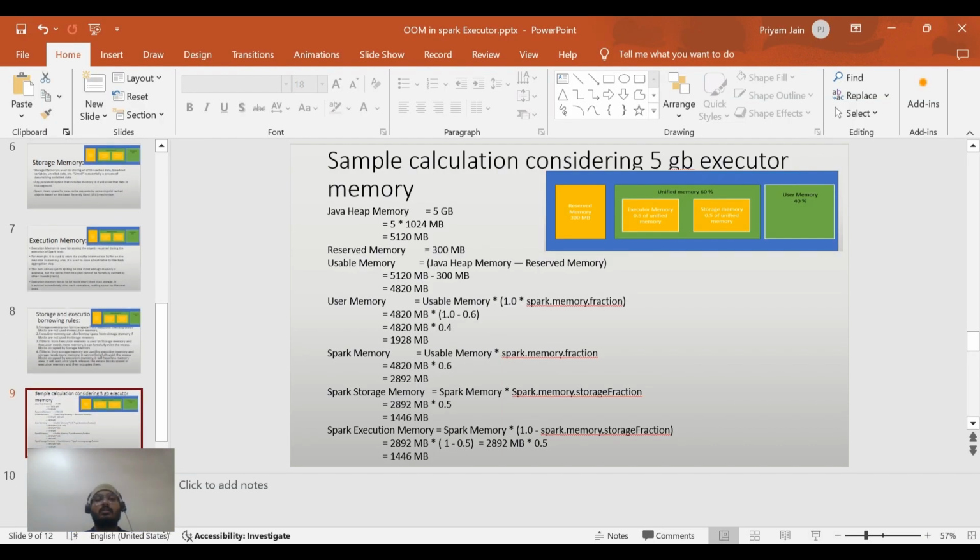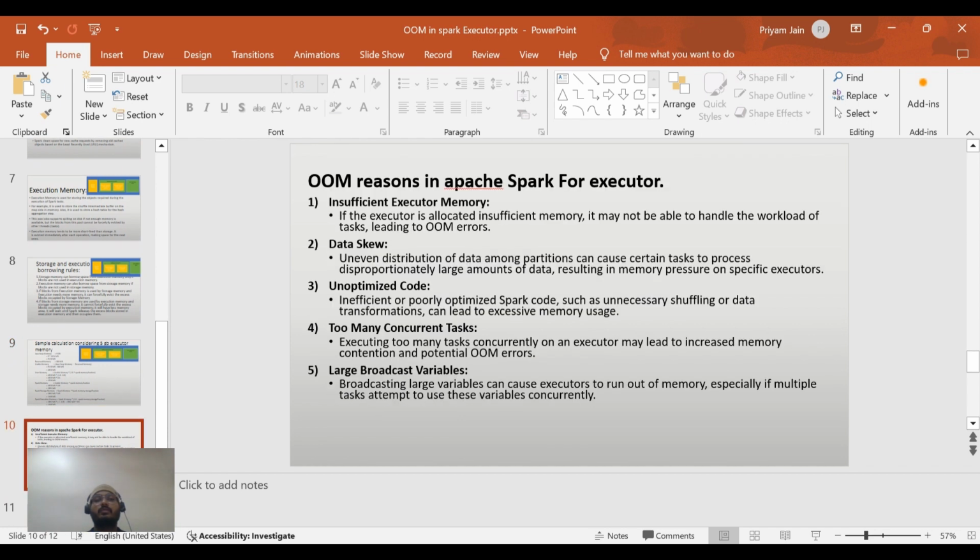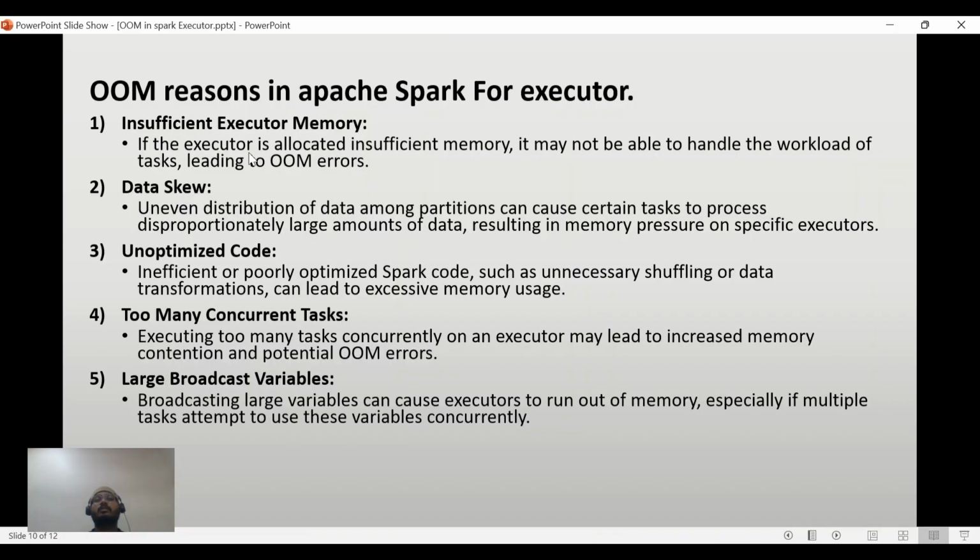Now let us discuss some concepts, like what are the out of memory reasons for the executors. If the executor is allocated insufficient memory, it may not be able to handle the workload. Then data skew is there, okay, uneven distribution of data among partitions. This is data skew, and the data spill concept I will explain in this slide only. Then unoptimized code might be there, right? We can just optimize the code and avoid shuffling, and then you can avoid out of memory issues.